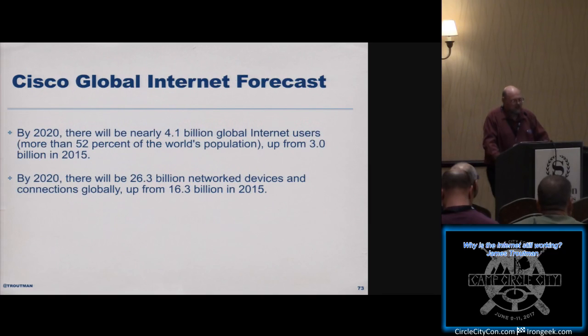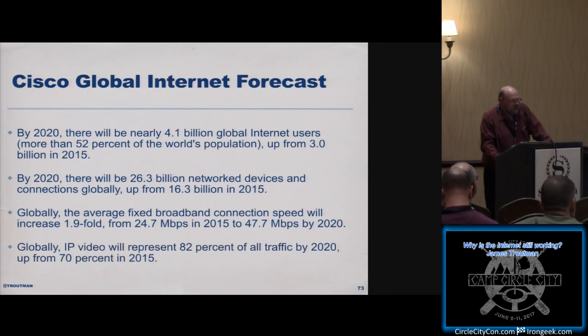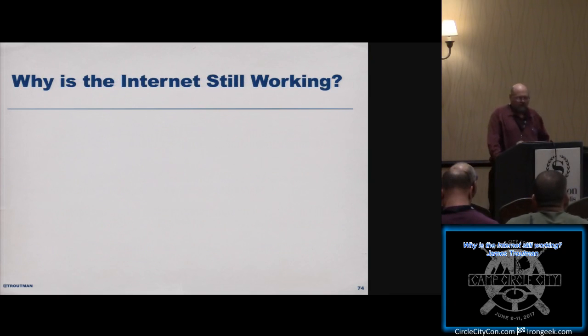Cisco has this very interesting global internet forecast they update every year. They actually try to do a good job of predicting what the internet's going to look like in terms of traffic volume. They're saying 26 billion network devices online by 2020. They also anticipate that broadband speeds are going to double between 2015 and 2020, hopefully. And no surprise to anybody that IP video is really going to represent most internet traffic by bit volume. So here we are. So why is the internet still working?